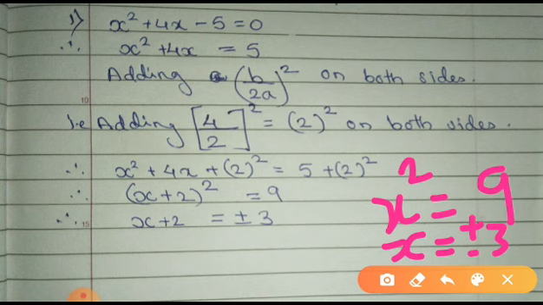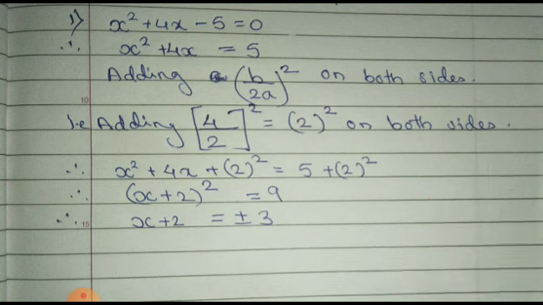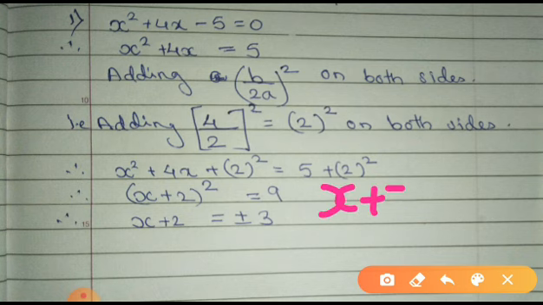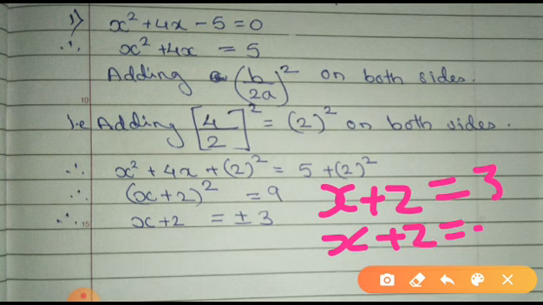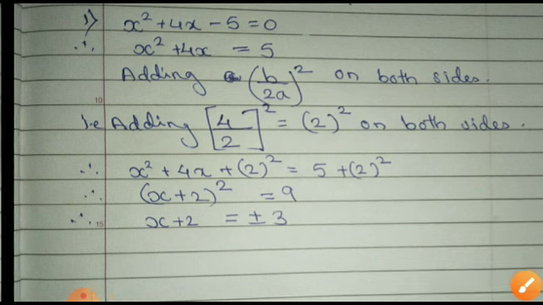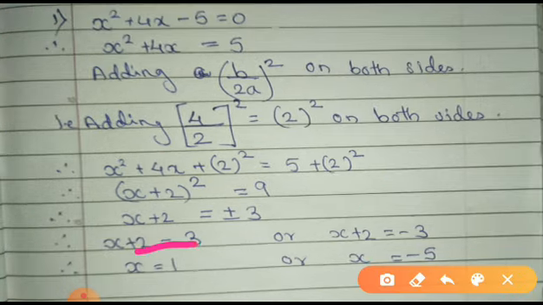Is it clear? So I'll be getting, take your square root on both the sides, so I'll be getting x plus 2 is equal to plus or minus 3. Is it clear? Now what to do? Keep your x on one side and take the other to the other side. Now x plus 2 is equal to plus or minus 3. That means either x plus 2 is 3 or x plus 2 is equal to minus 3. So the next step I should write like this.